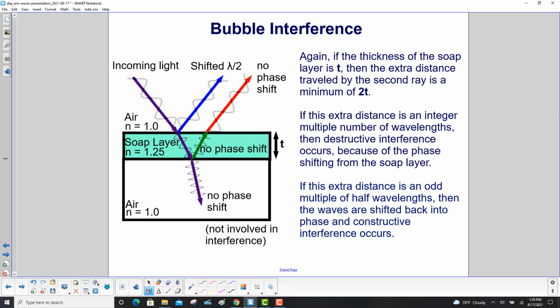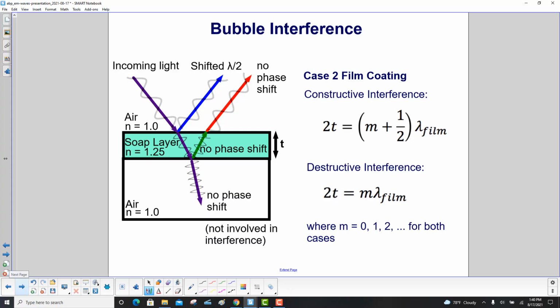Again, if the thickness of the soap layer is T, then the extra distance traveled by the second ray is a minimum of 2T. If this extra distance is an integer multiple number of wavelengths, then destructive interference occurs because of the phase shifting from the soap layer. If this extra distance is an odd multiple of half wavelengths, then the waves are shifted back into phase and constructive interference occurs. All that happens here from when we had the thin film is we just reverse the equations.